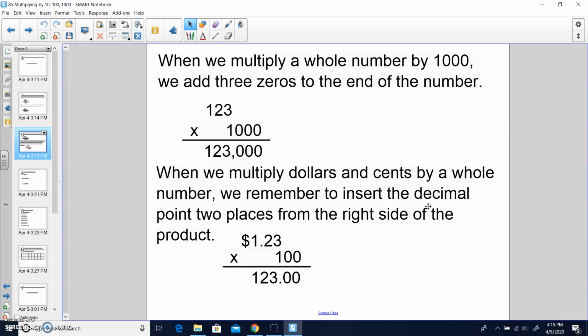When we multiply dollars and cents by a whole number, we remember to insert the decimal point 2 places from the right side of the product. So I have $1.23 times 100. My zeros come straight down, multiply. So I have 123, and then 2 decimal places over, 1, 2, 1, 2. So $1.23 times 100 is $123.